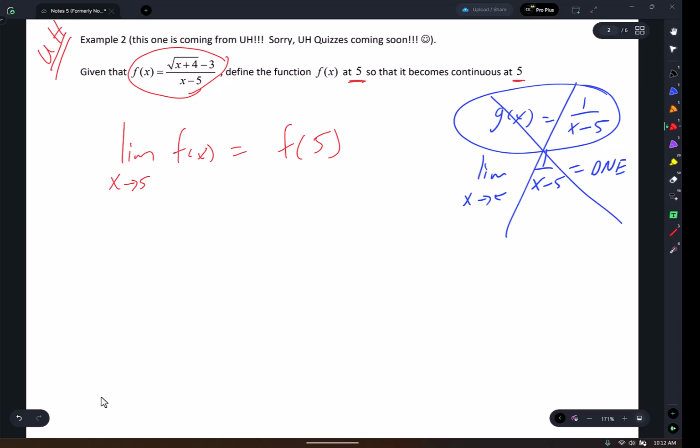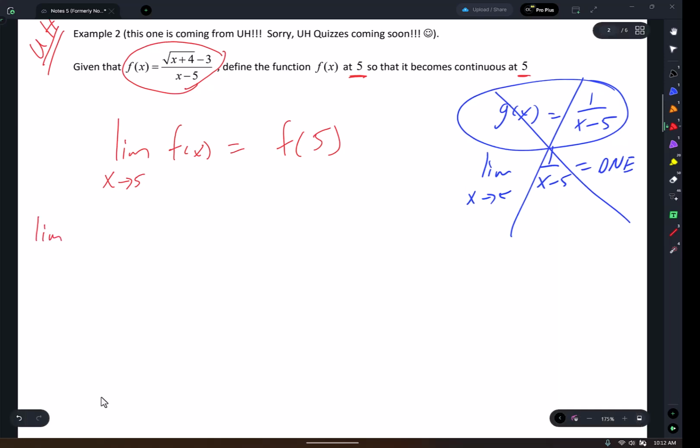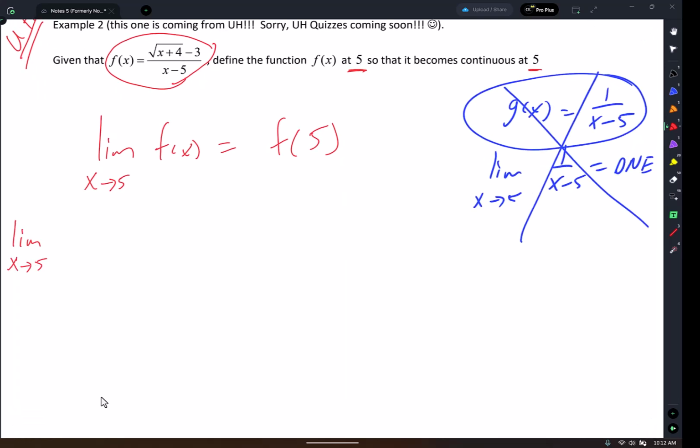Does it have a limit? Well, let's find out. Limit as x approaches 5 of the square root of x plus 4 minus 3 over x minus 5. I cannot do direct substitution. What is making this function hard? The numerator or the denominator?